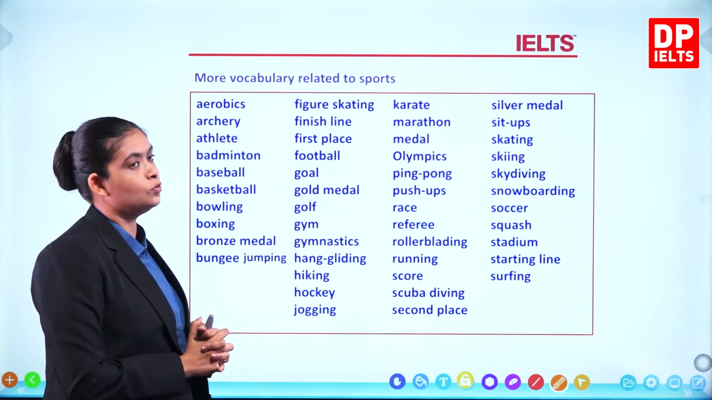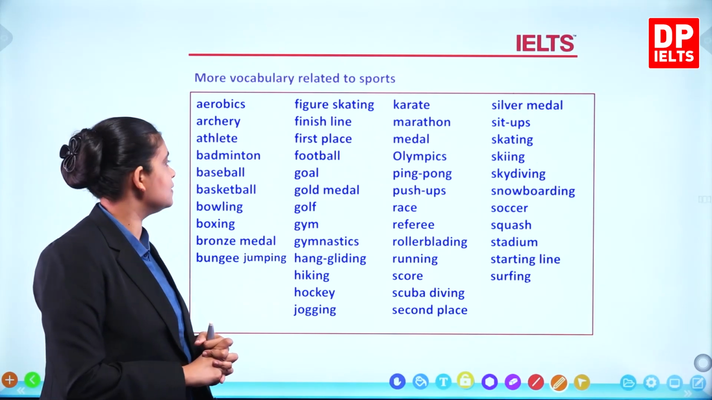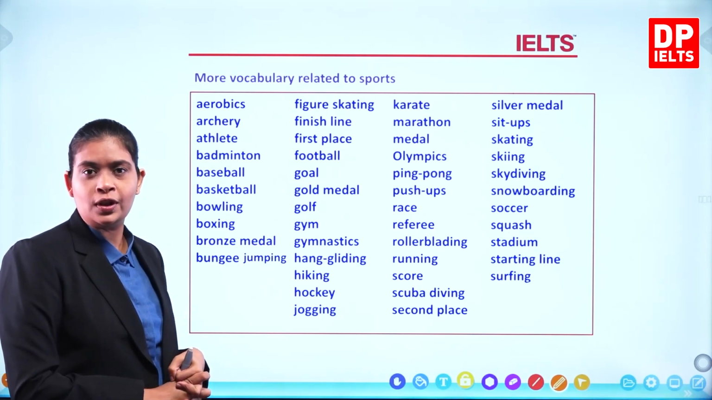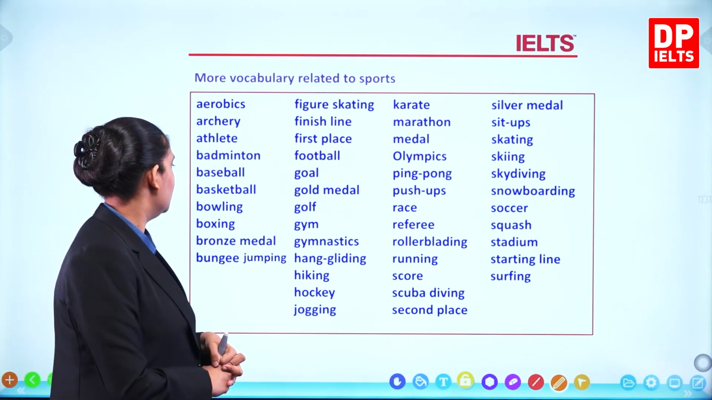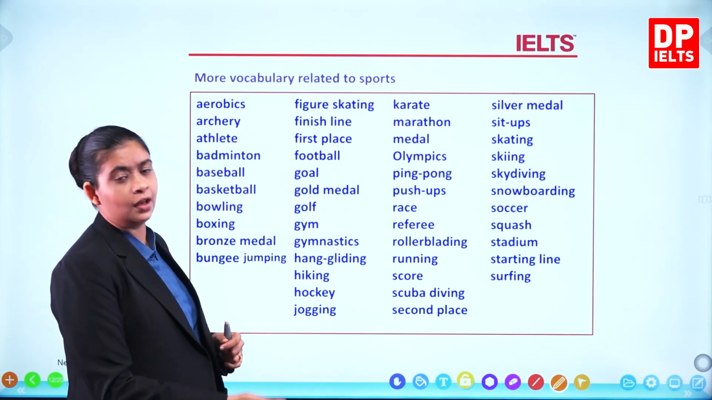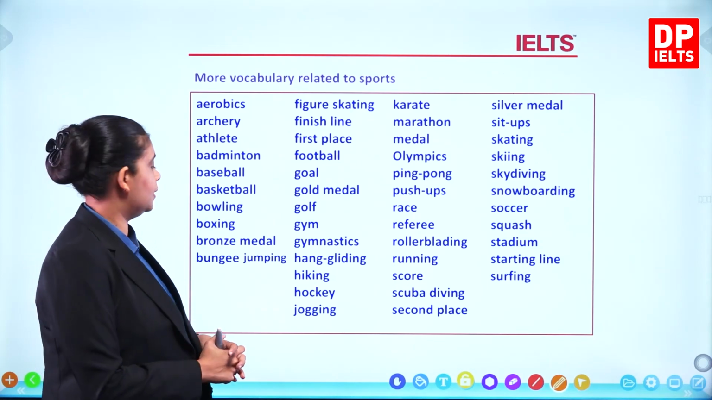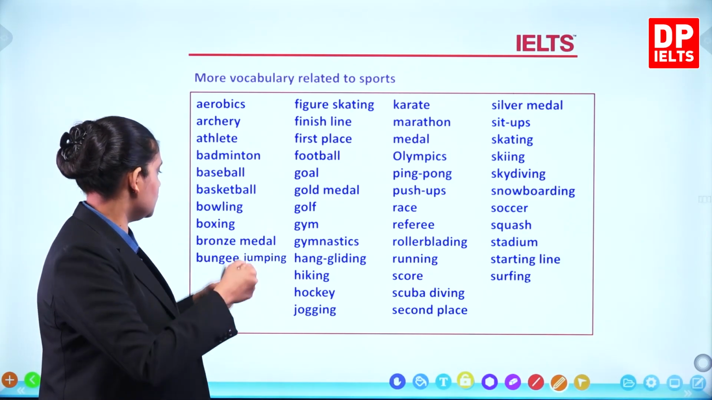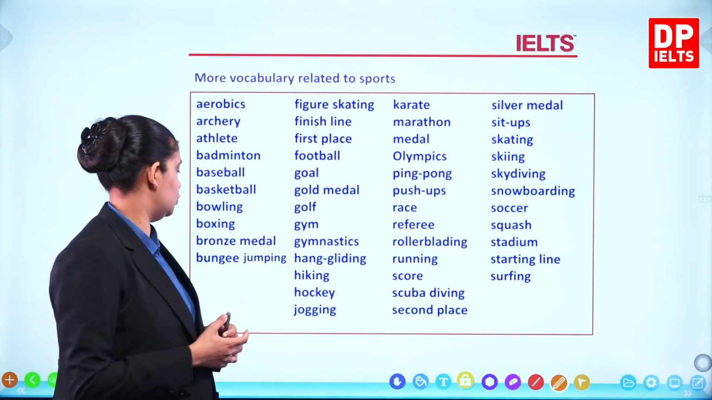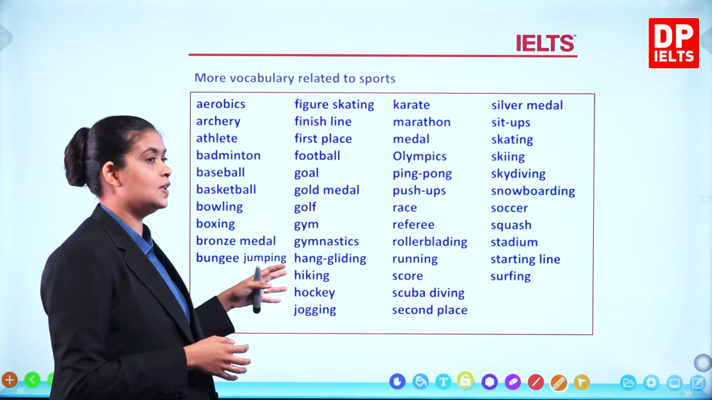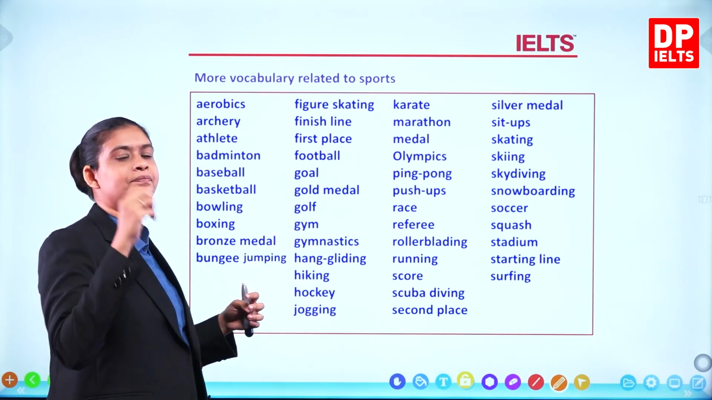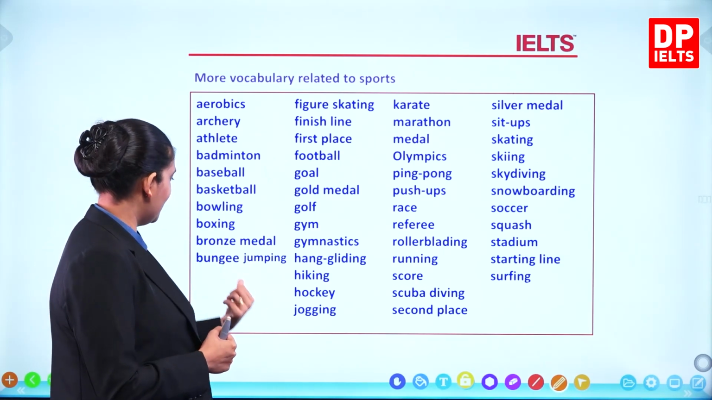Athlete is a person who takes part in athletic events. We have badminton, we have baseball, we have basketball. Then we have bowling, where you just take the ball and okay, so we have bowling. You have bowling centers in Sri Lanka. Then we have boxing. Bronze medal is when you get like third place usually. Bungee jumping is when you just practice jumping. So next one is bungee jumping, okay.